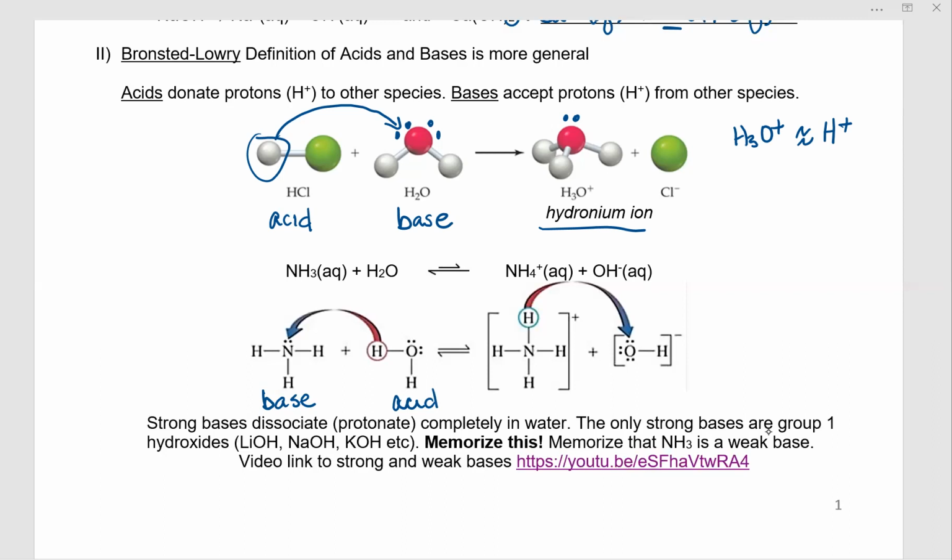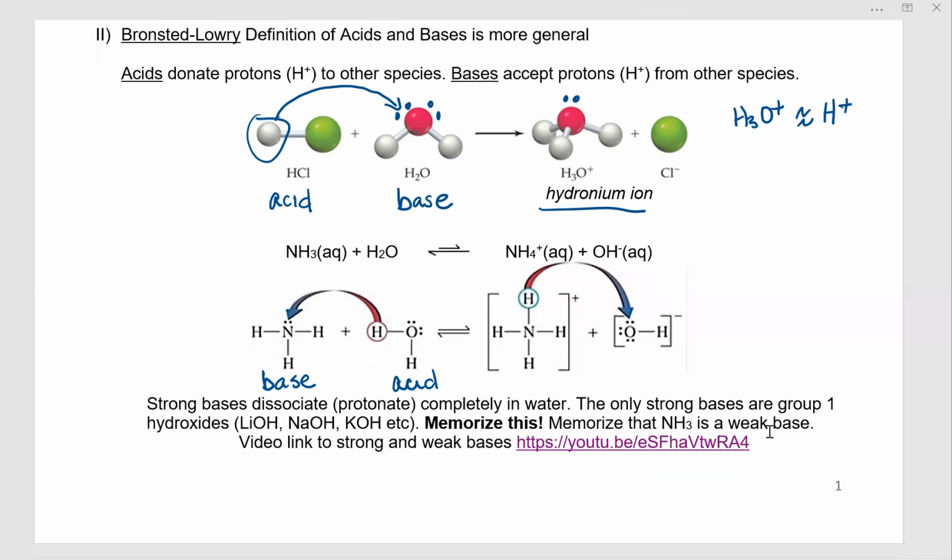Strong bases dissociate, we also say protonate, completely in water. The only strong bases are the group 1 hydroxides. So you've got lithium hydroxide, sodium hydroxide, potassium hydroxide, etc. You need to memorize this. You also need to memorize that NH3 is a weak base. The video link to strong and weak bases, we'll view that separately. All right, let's keep going.